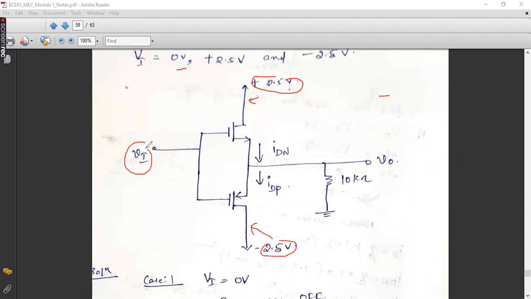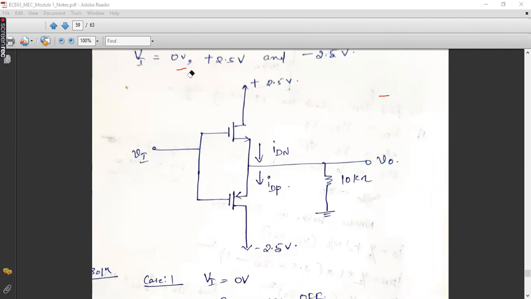And Vi is your input, V0 is your output taken across the emitter terminal. See, the two emitter terminals have been connected to each other, and across them we have connected a 10 kilo ohm resistance, across which I am taking my output V0. Now we have 3 different cases to analyze.